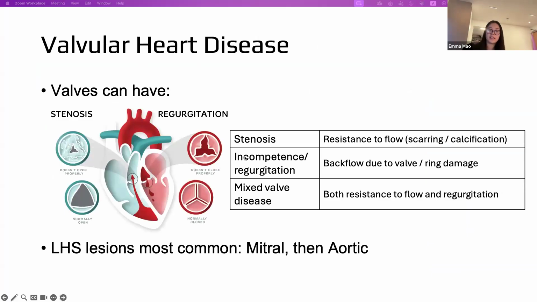So valvular heart disease, that's next. So valves can have stenosis. So that means they're scarred and there's resistance to flow. They don't open properly. Incompetence, meaning that there's backflow through the valve. It doesn't close properly, doesn't have a tight seal. And then it can also be both. So left-hand side lesions are more common, so mitral and then aortic valve again as the most common ones.